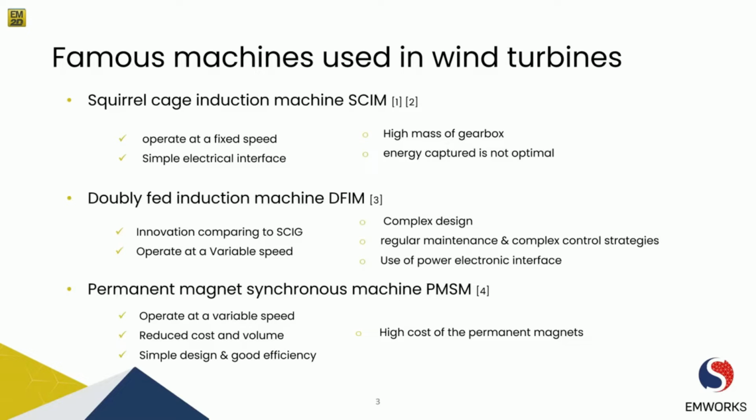Also, the absence of the excitation circuit at the level of the rotor minimizes the Joule losses. The brush ring assembly is eliminated. The design is simple. And due to the large number of poles, we use a power electronics interface. But the major drawback of this type of machine is the high cost of the permanent magnets. So based on the requirements and cost of the project and where you want to install your wind turbine, what kind of performance you are expecting, and also the budget of the project, you can select any one of them.